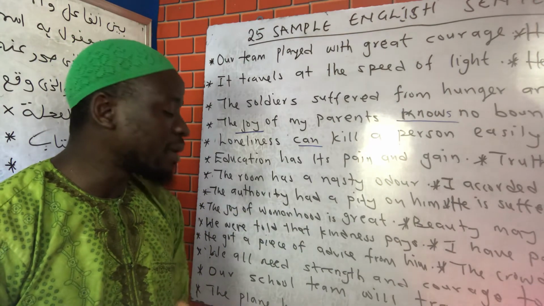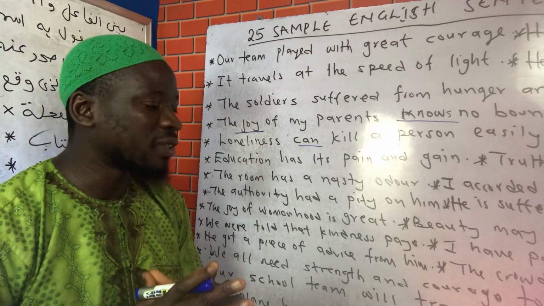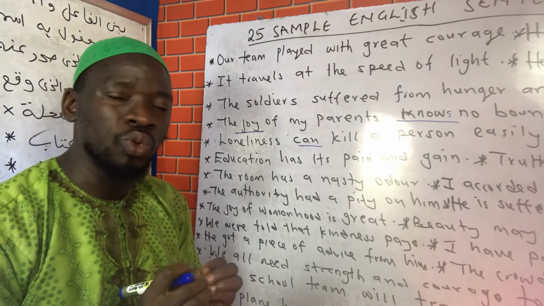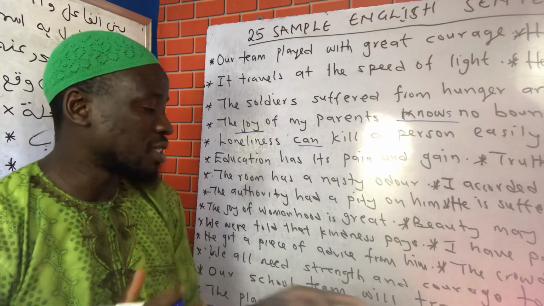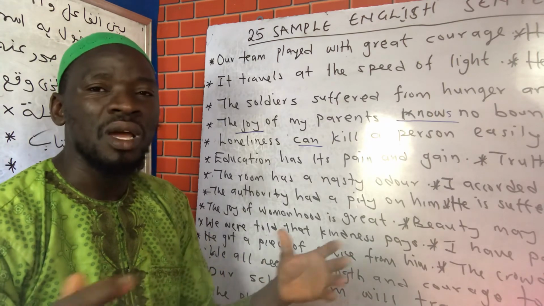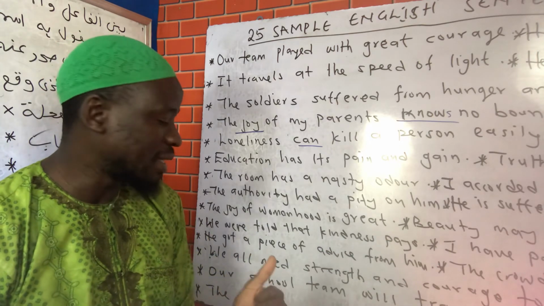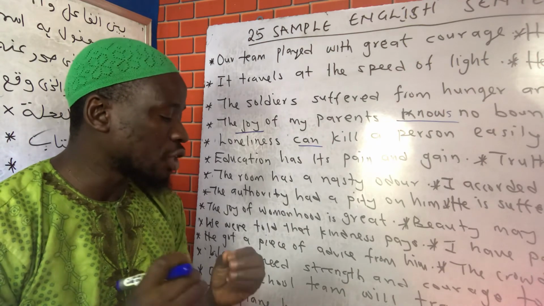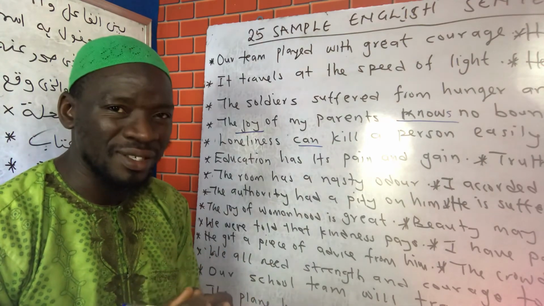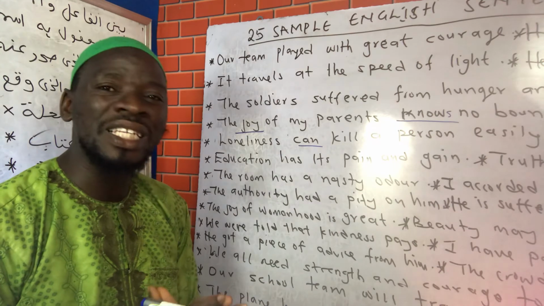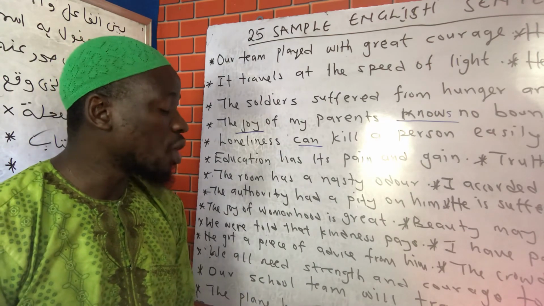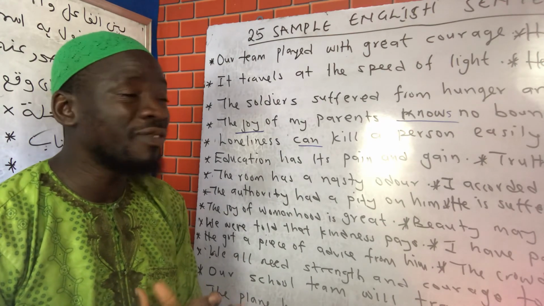Then we have the plane has a crew of 10 persons. A crew is also a group, and it is used when you are talking about people on board a plane. We say the plane has a crew of 10 persons. That is a group of 10 persons. So the word group is also a collective noun.